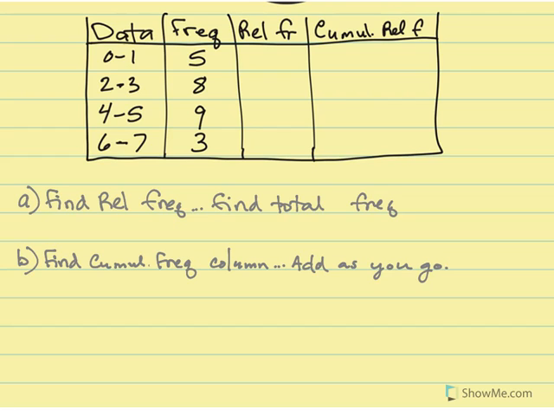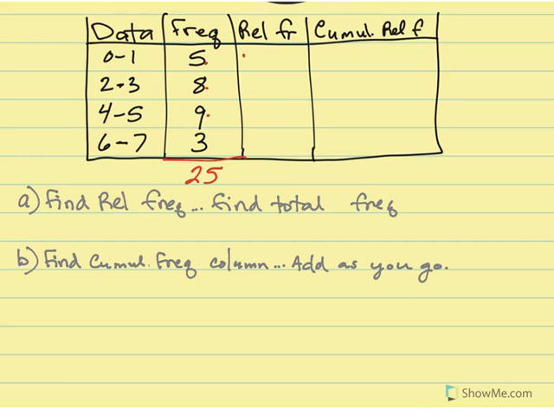We are going to take that table that we just talked about, and we are going to fill in the last two columns. First we are going to find the relative frequency. To do that, we have to start by finding the total frequency. So 5 plus 8 plus 9 plus 3 is 25. So my total frequency is 25, and now I am ready to find my relative frequency.